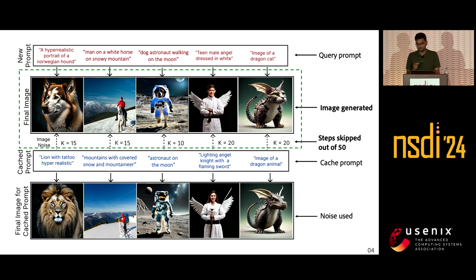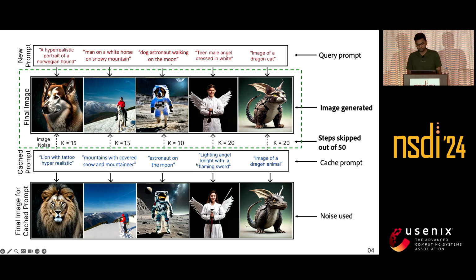Finally, we see the image generated using intermediate noise from these cached prompts for the incoming prompts for different skip steps or k depending on the similarity level. Here we use the SDXL model and the total number of steps is 50. We see that for the last two prompts, we can have a compute saving of around 40% by skipping 20 steps. This is possible because the new prompt and the old prompt are similar enough.